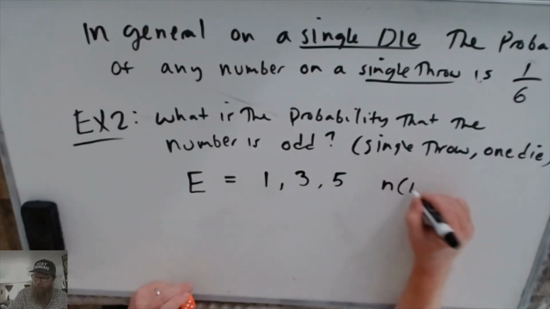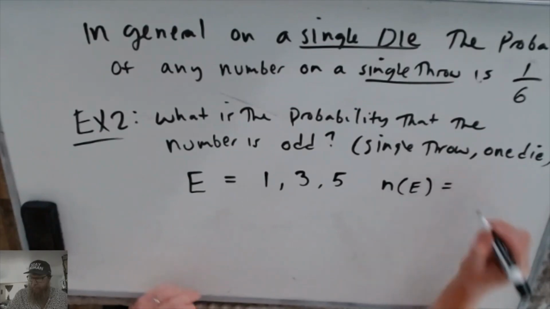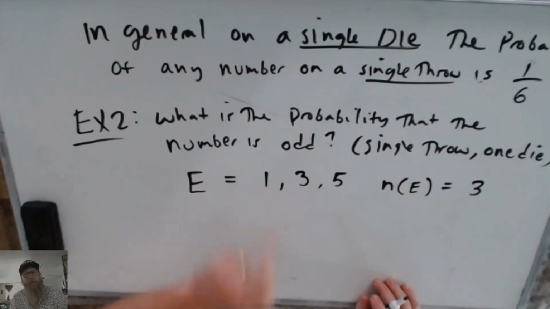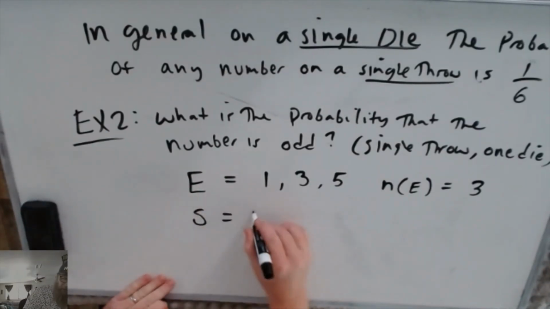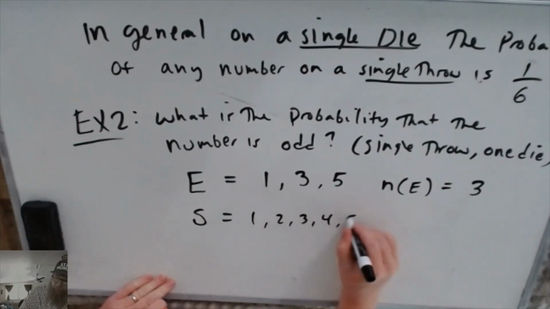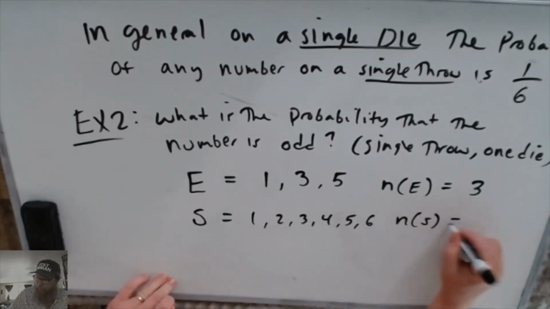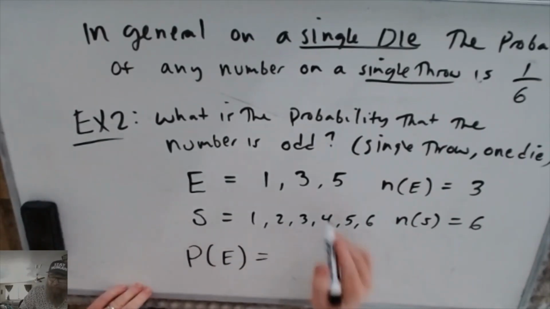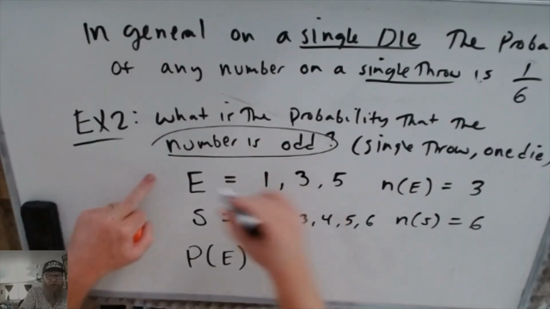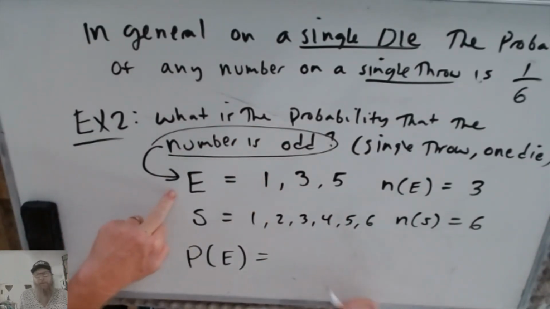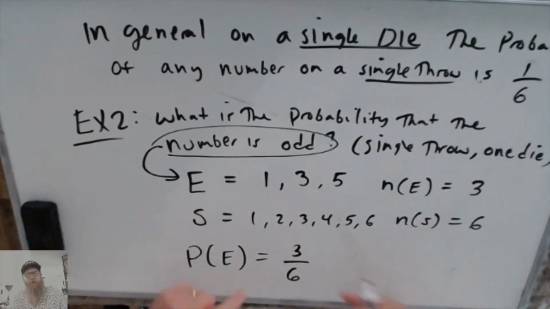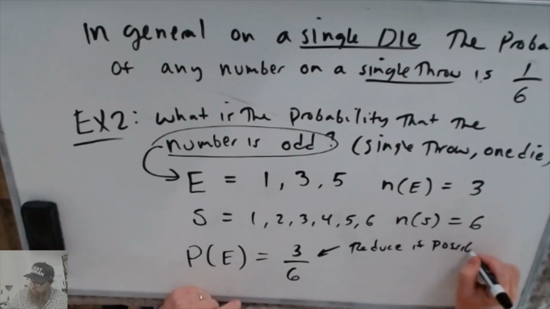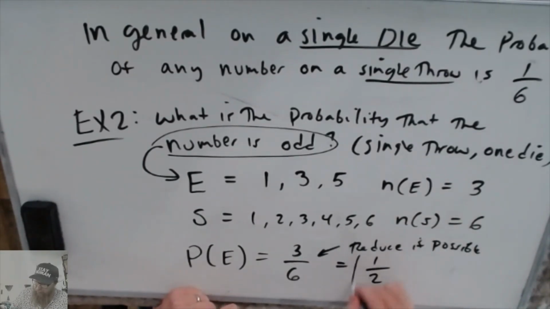So the number of desired outcomes is 3. There are 3 possibilities. And again, the sample space is everybody: 1, 2, 3, 4, 5, and 6. So the size of the sample space is 6. So the probability of this event taking place, the number is odd, is 3/6. You always have to reduce if possible. So 1/2.